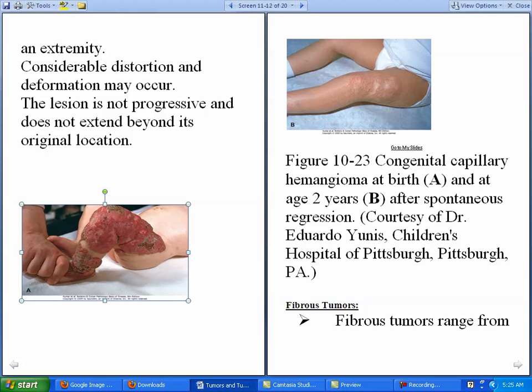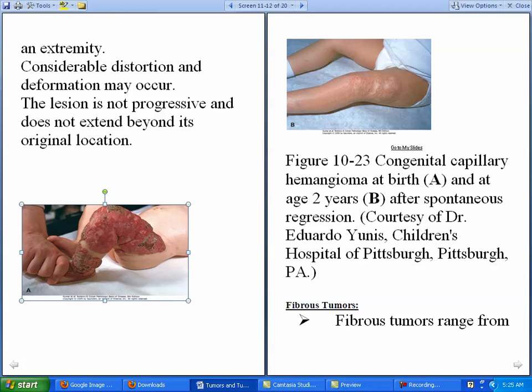You can see the first picture which we're seeing in figure 10-23. This is actually congenital capillary hemangioma at birth, and at 2 years of age, which is in figure B. And after spontaneous regression, you can see that almost there is no hemangioma anymore.